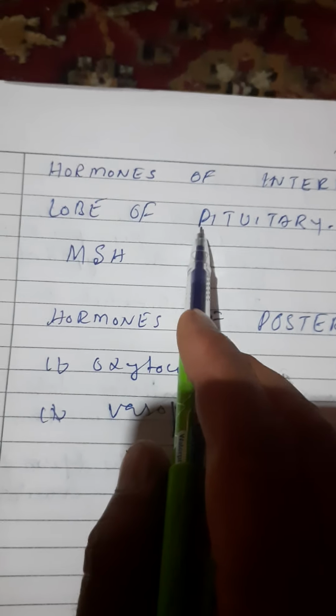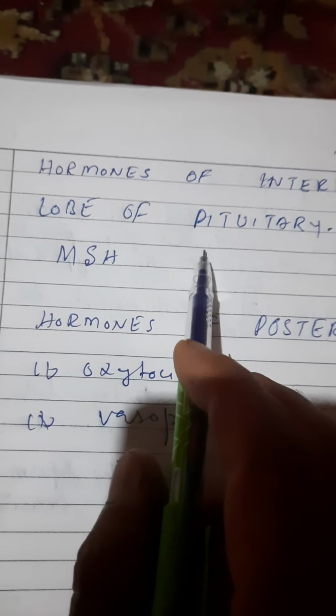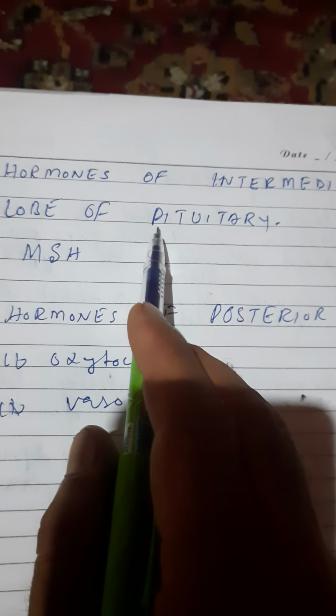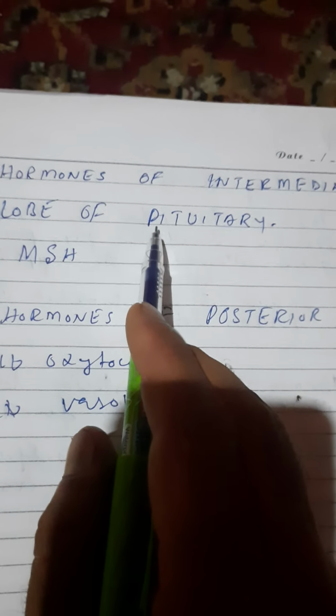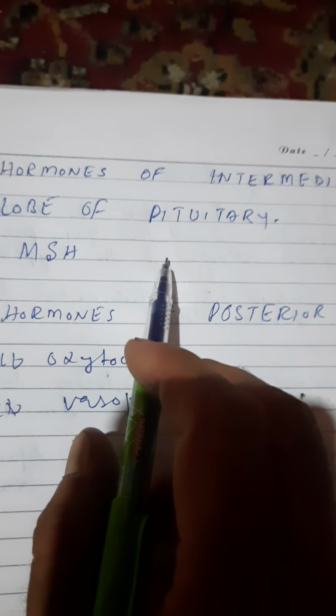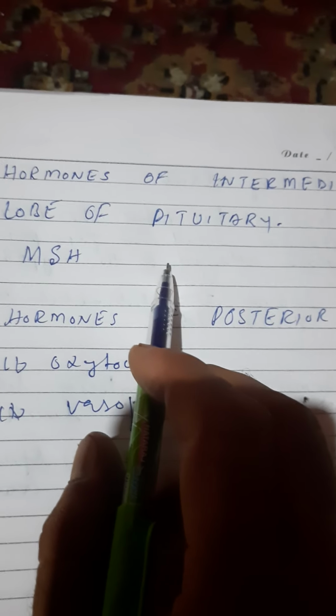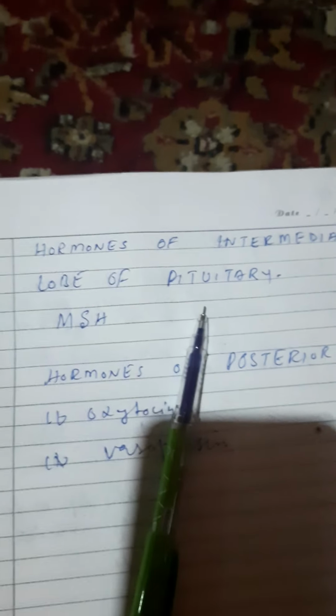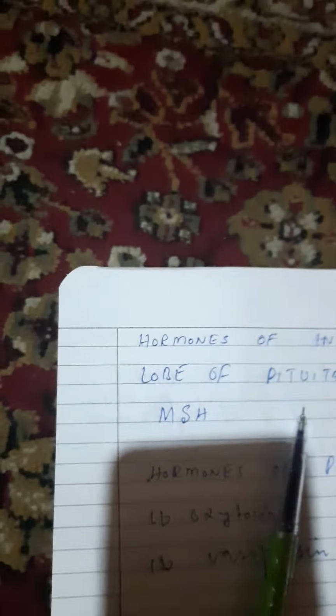And what are the functions of melanocyte stimulating hormone? It stimulates the synthesis of black pigment melanin in the skin and also causes dispersal of melanin granules in the pigment cells, which are called melanocytes, thereby darkening the skin color in certain amphibians and fish. Then there is another lobe of the pituitary, the posterior lobe.